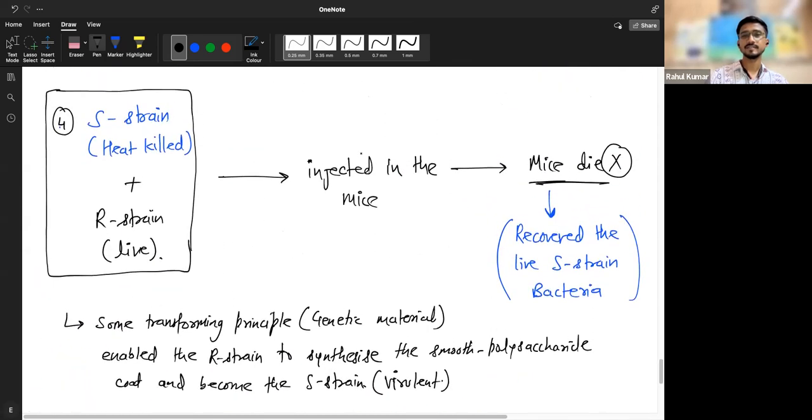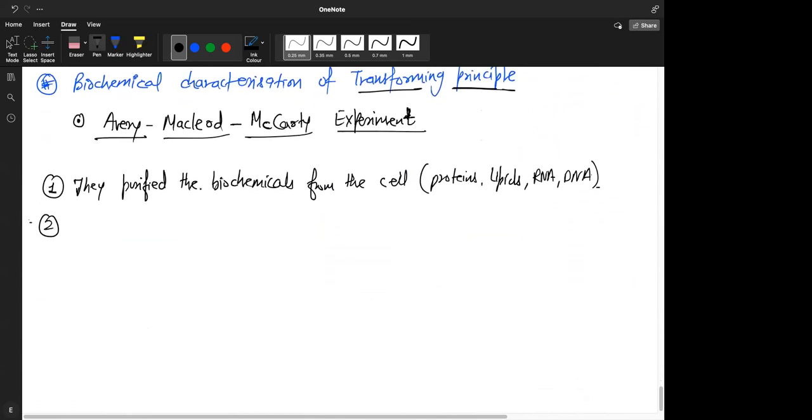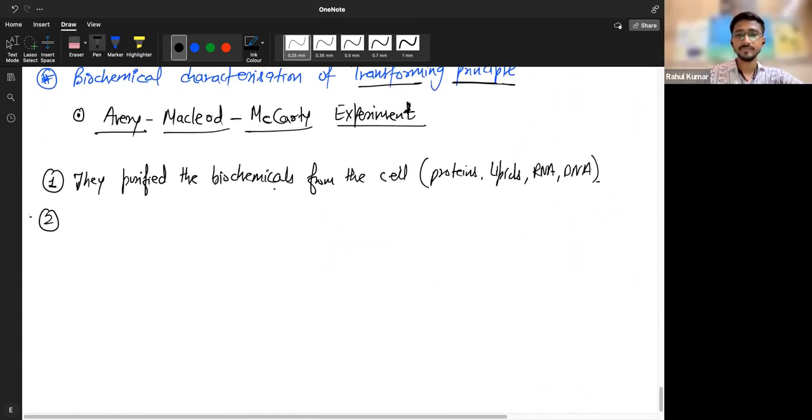This is the experiment. R strain bacteria got converted into a S strain bacteria. So what will happen if they taste a lipid or a RNA or a DNA? They would not like to taste something taken out from the bacteria, right? They will inject it. Exactly. Where will they inject it? The mice.